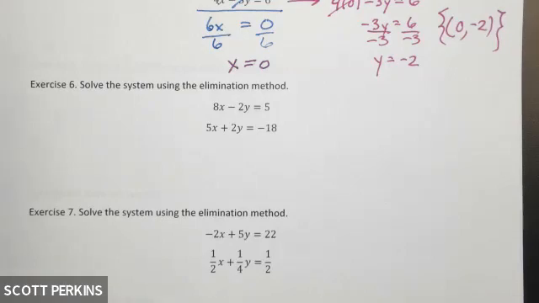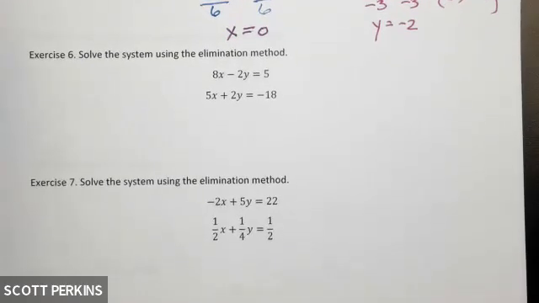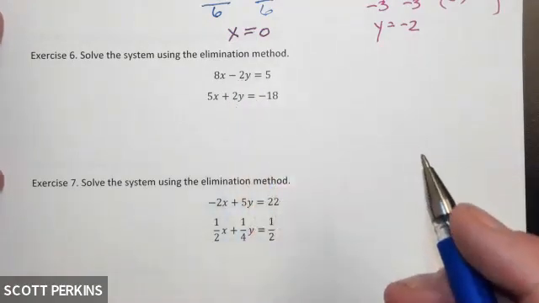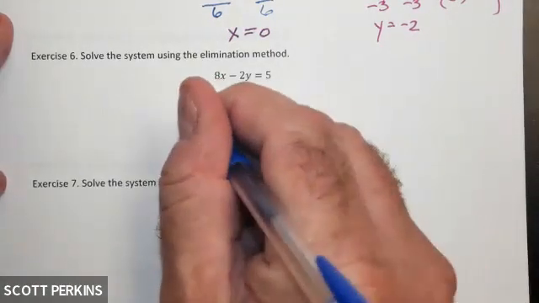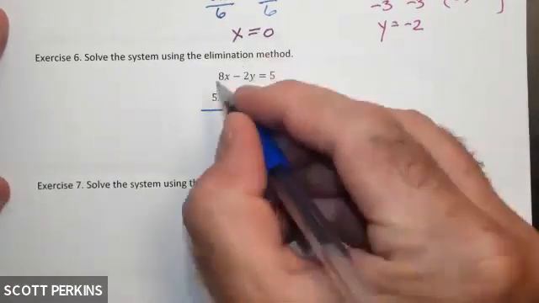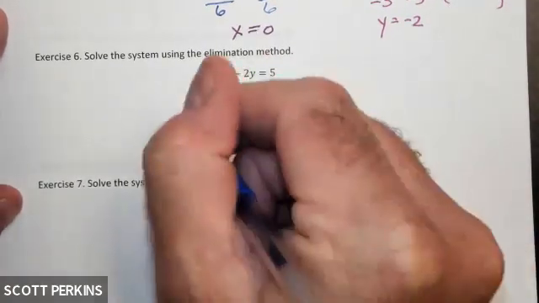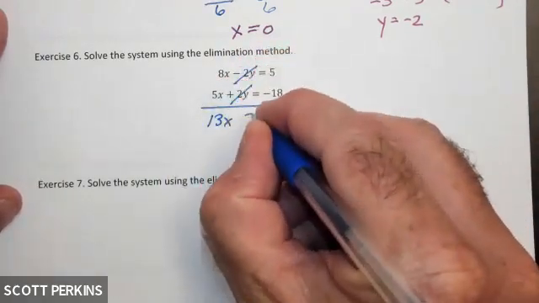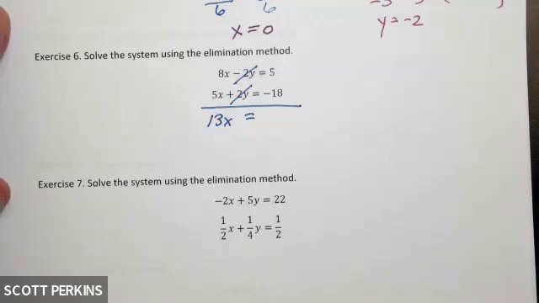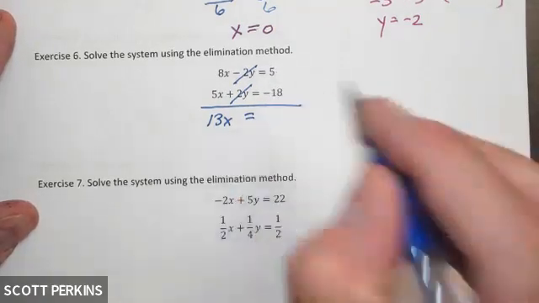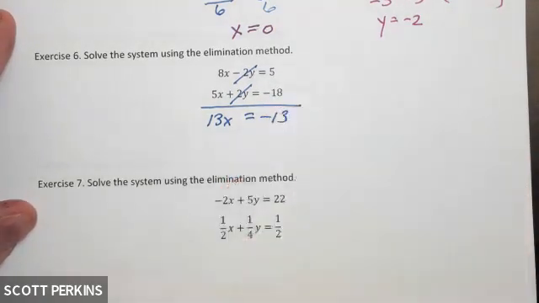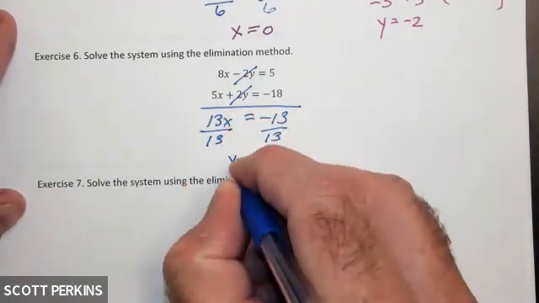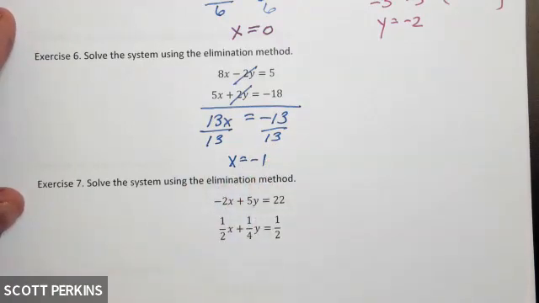All right, so once again, I gave this one hopefully as a straightforward example. You notice my -2y, my +2y, those are going to cancel straight away when I add these equations together. So I'm going to do that. So 8x plus 5x, that turns out to be 13x. The y's cancel. That's great. They're eliminated. That's the whole premise of this method. And 5 plus -18 is -13. And when I divide by 13 on both sides, I get x is equal to -1. Boom, we're half done with the problem.